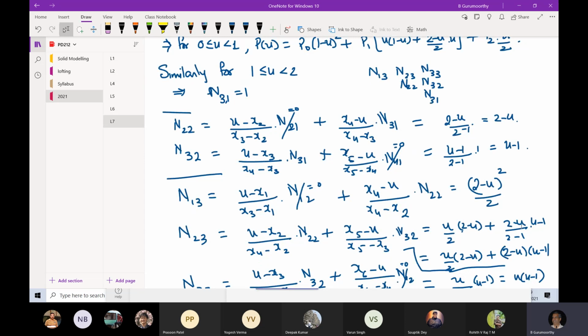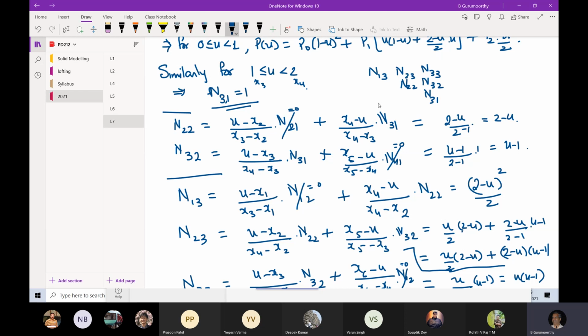But I follow the same procedure again. Now the interval is 1 to 2, right? You go from 1 to 2, and this is x3, and this is x4, and therefore this is a non-zero term, and the basis functions that are non-zero are shown here. All other basis functions are 0. Only these 6 are the non-zero basis functions, right?